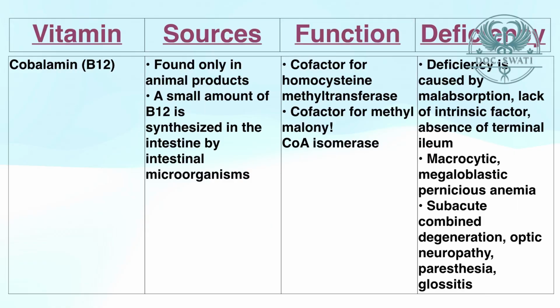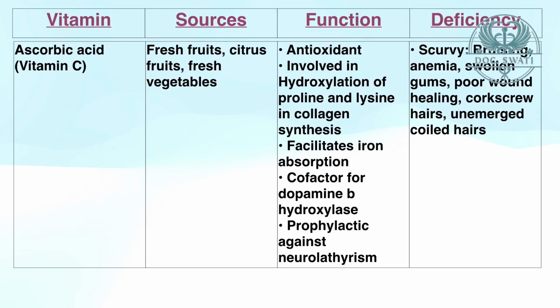Next we have ascorbic acid, that is vitamin C, which is obtained from fresh fruits, citrus fruits, fresh vegetables. Function: antioxidant, involved in hydroxylation of proline and lysine in collagen synthesis. Facilitates iron absorption. Cofactor for dopamine beta hydroxylase. Deficiency leads to scurvy: bruising, anemia, swollen gums, poor wound healing, corkscrew hair.